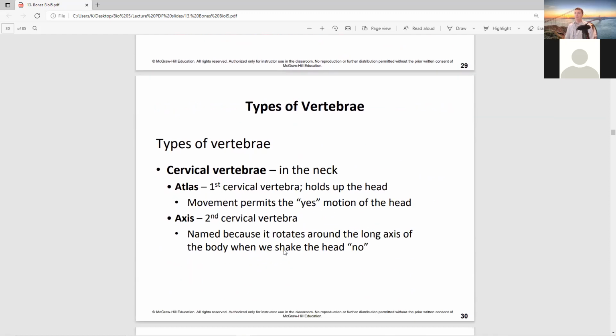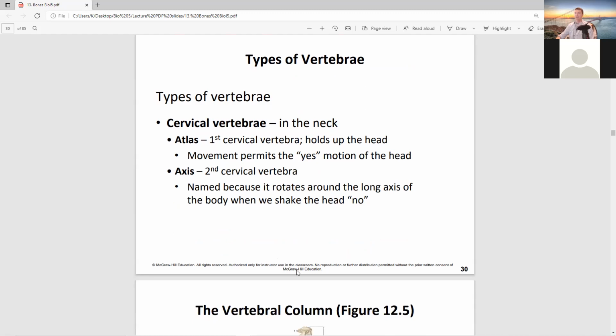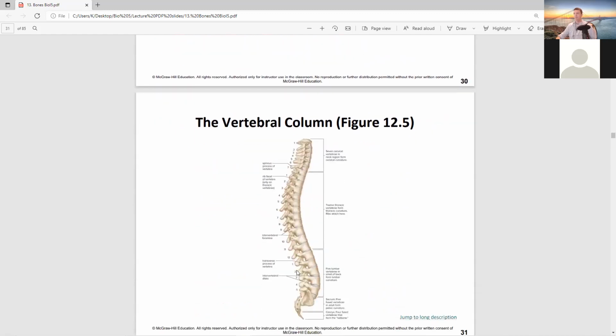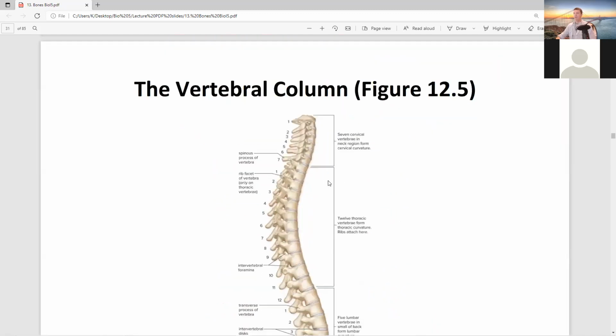So types of vertebrae, there's the cervical vertebrae in the neck. The atlas is the first cervical vertebra, holds up the head. Movement permits the yes motion of the head. And then the axis, or the second cervical vertebra, named because it rotates around the long axis of the body when we shake the head no. Okay, so the spinal cord is shown here.